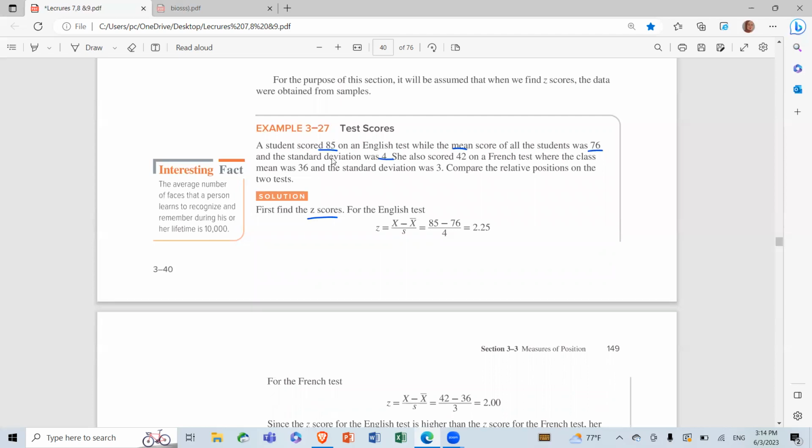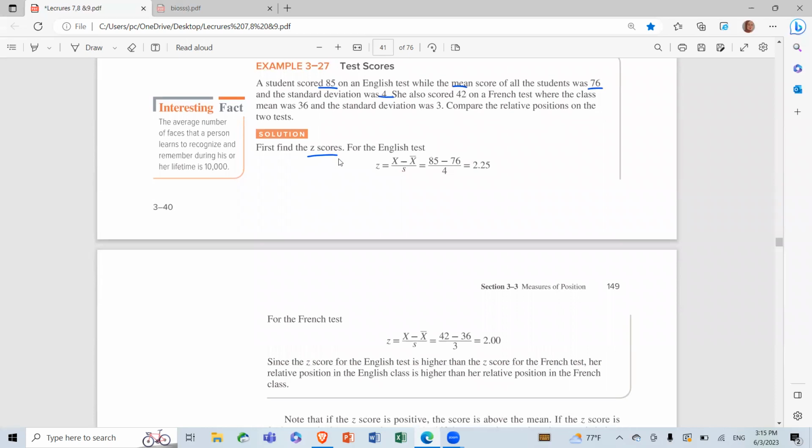Test scores. A student scored 85 on an English test while the mean score of all students was 76 and the standard deviation was 4. She also scored 42 on a French test where the class mean was 36 and the standard deviation was 3. Compare the relative position on the two tests. بنطلع solution find the z-score for the English test. So بنحط الرول z = (x minus x bar) over s. بالنسبة للإنجليش تيست عنا المين اللي إله the student scored 85 والمين اللي إله 76 over 4 لستاندرد deviation للإنجليش تيست وبالنسبة for the French test نفس الطريقة بنحط للفرنش تيست السكور اللي إله هو الأكس يعني 42 والمين 36 divided by 3 so it's equal to 2.